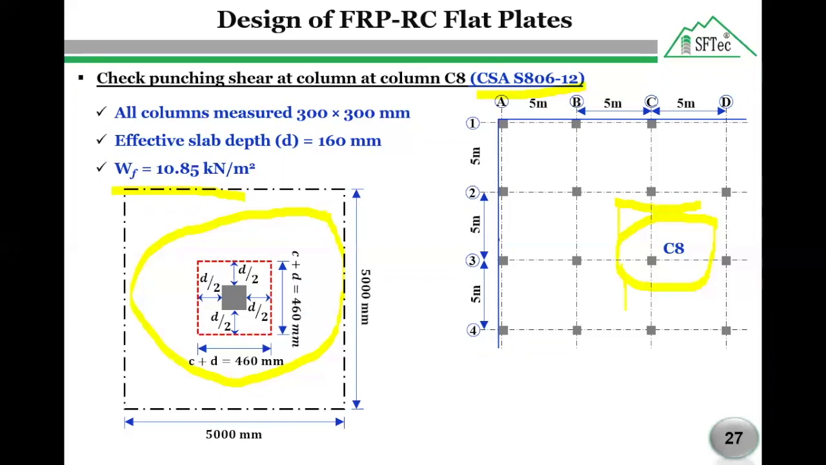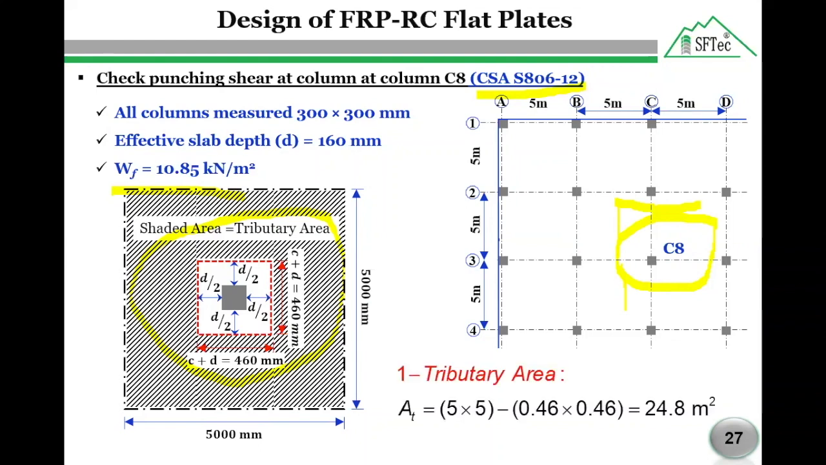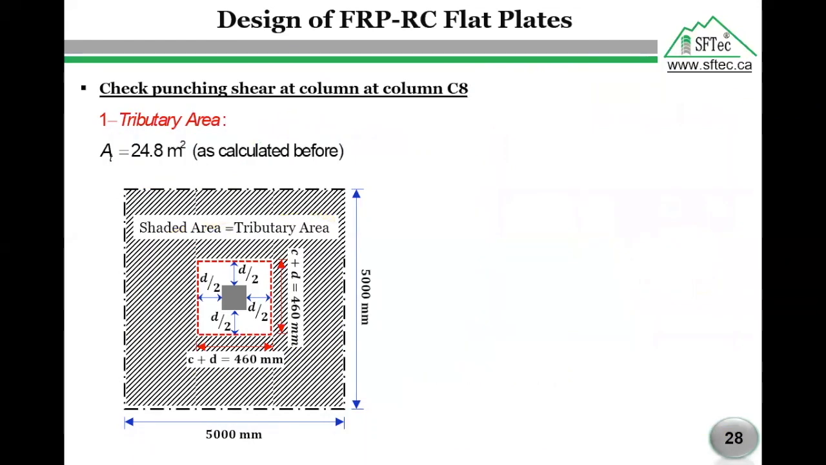So for the tributary area, I'm going to shade this area here. This area that I have shaded is the tributary area. We have to subtract the inner area from the outer area to get the tributary area. So the tributary area equals 5 by 5 minus 0.46 by 0.46. So the tributary area is 24.8, as calculated before.